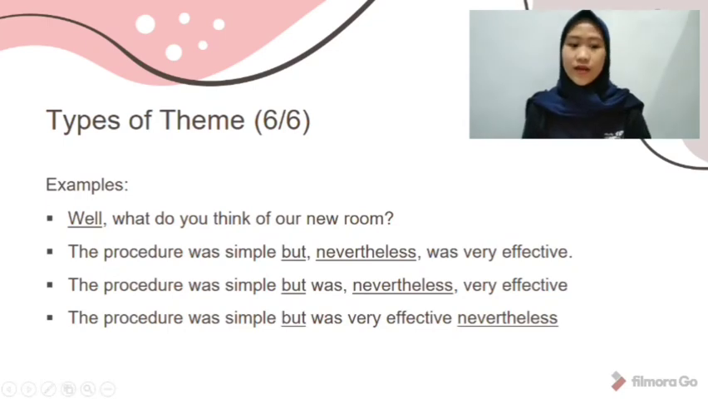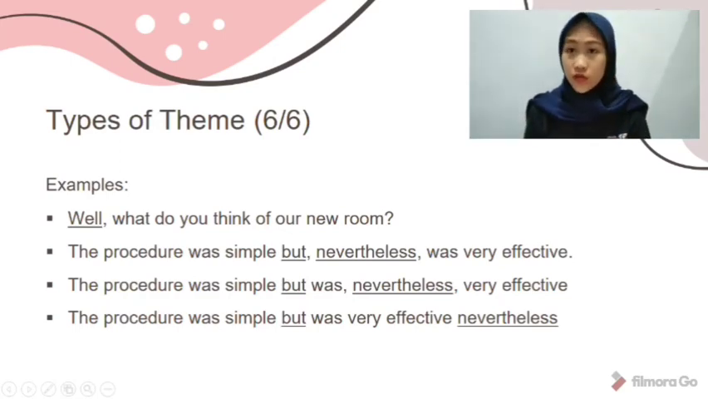See examples here. Number 1. Well, what do you think of our new room? The word well here is a signal to move. And number 2. The procedure was simple but nevertheless was very effective. The conjunction but here is practically glued to this part of the clause. You cannot move but to the end. It won't make sense at all because the word but is static because it is structural conjunction. And other structural conjunctions are the fanboys.